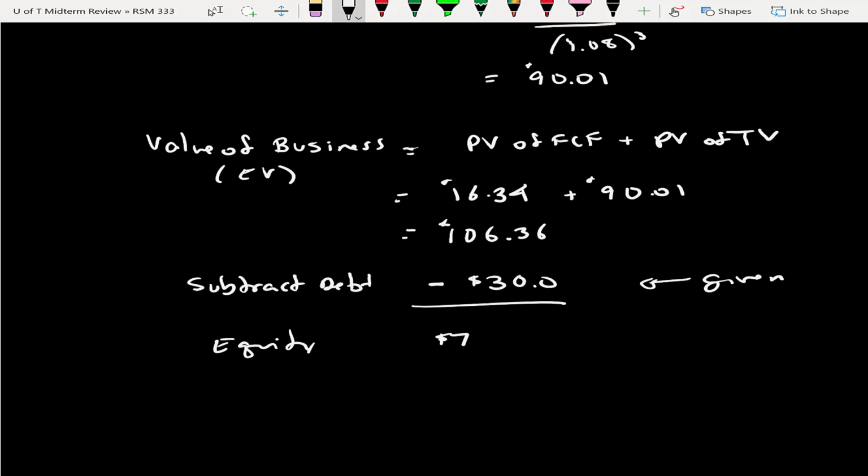So 76.36 million. And so the key here is you got to get the forecast, take a present value, then you got to create an estimate of the terminal value, take the present value, and that'll give you the value of the business as a whole. And when you subtract out the debt, you get the value of the equity. And if you wanted equity per share, you just divide by the number of shares outstanding.